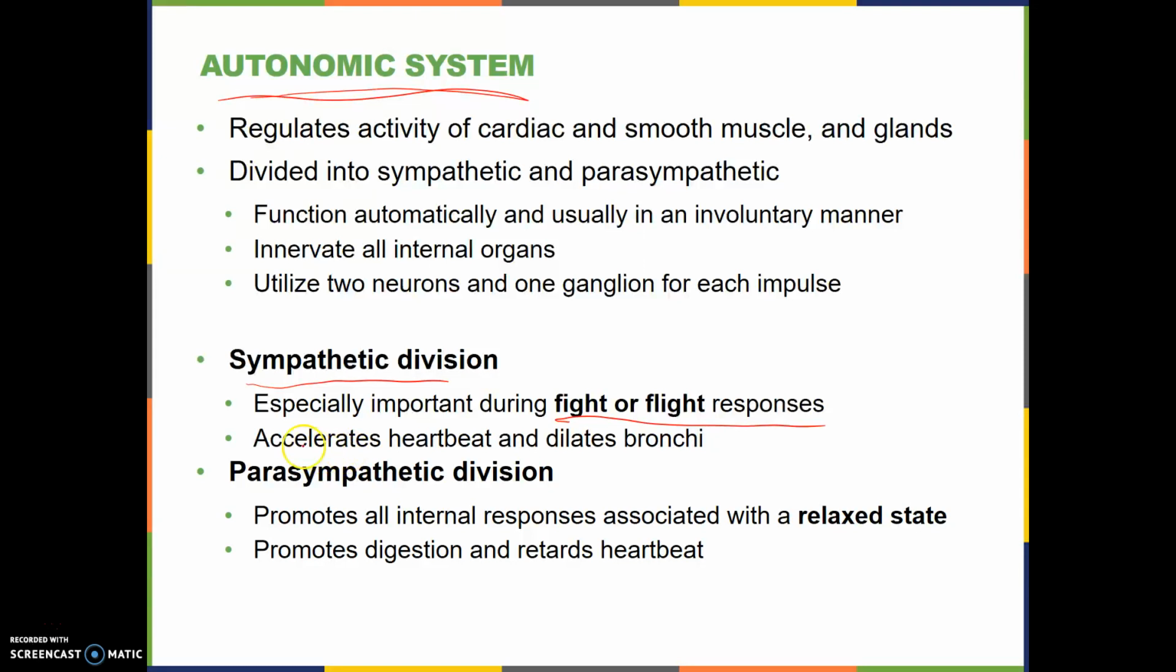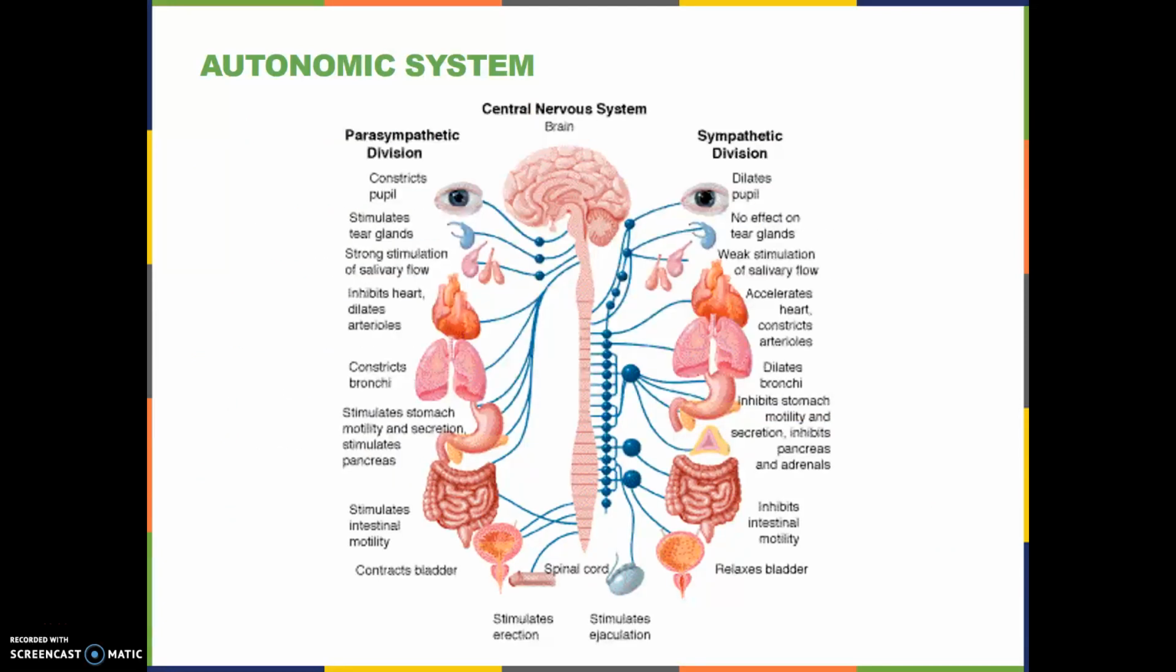So it's going to accelerate your heartbeat, dilate your bronchi or your airways so that you can breathe faster. Blood is going to flow to your brain and to your muscles and be diverted away from your digestive and urinary systems. In the parasympathetic division, these are going to be responses associated with a relaxed state. So it's going to promote digestion and slow the heartbeat. And it's not going to dilate your bronchi, so you breathe slower.